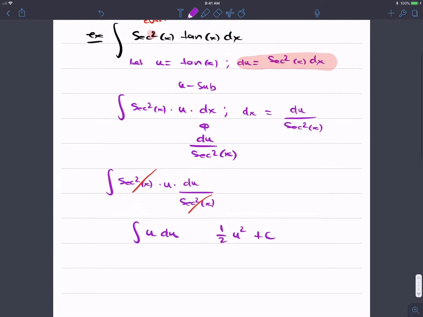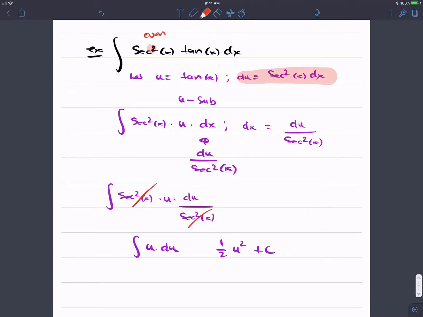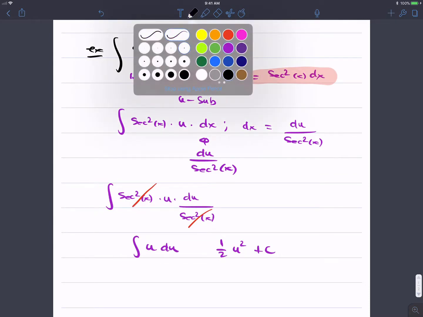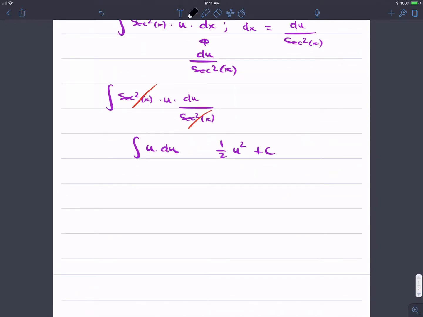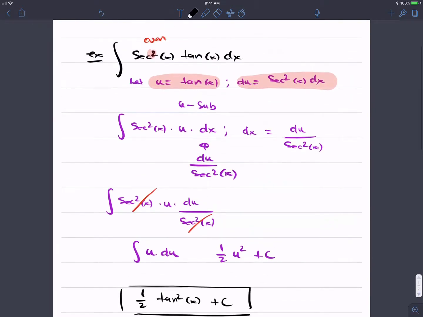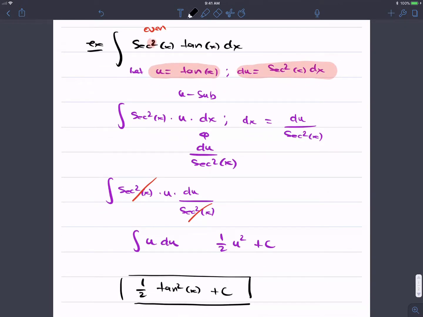And if we go back and remember what u is here, well, u is tangent. So my final answer here is going to be 1/2 tangent squared x plus c. So this is how we're going to approach it when we have an even power here for secant.